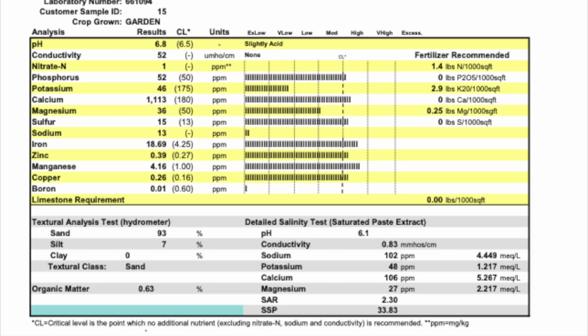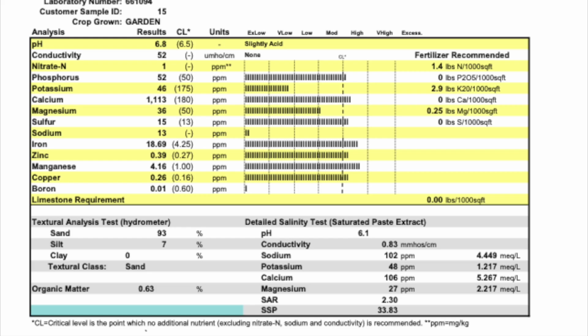But his pH is like 6.8, and he's got another one that says 6.1, and I'm not sure why they have two pHs listed there. There are different tests that you can use, but they're not specifying on there that they used a different test. They just say saturated paste extract for the pH one. So I don't know where he's at on that. We usually just get one pH when we get our soil test.